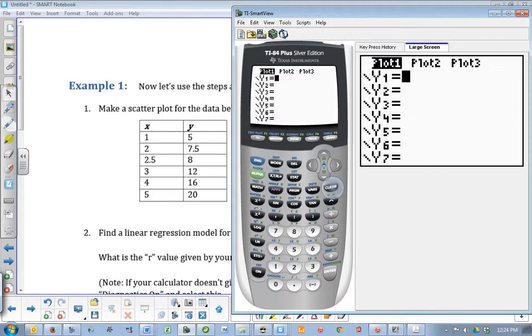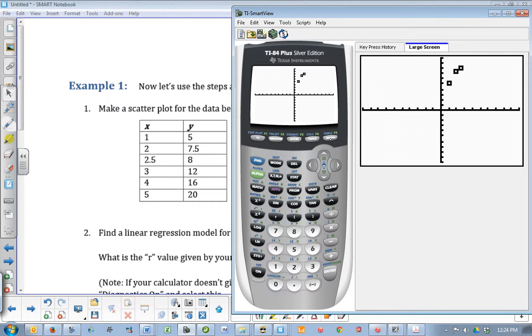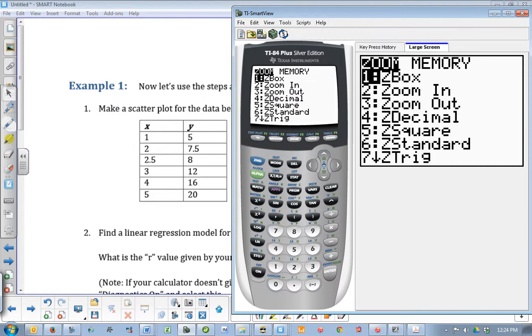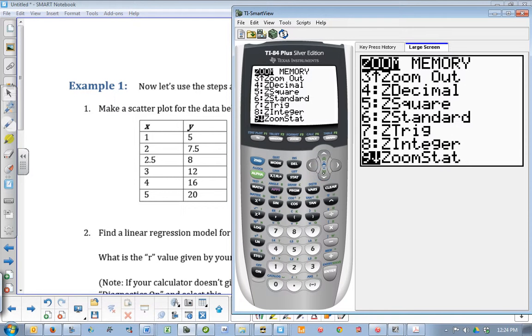If you have any equations in here, you've got to get rid of them. That's why I had a little problem there. Okay, so now we've got the points, but you don't see all the points. So the next step is to go to zoom, and zoom stat is what we want.